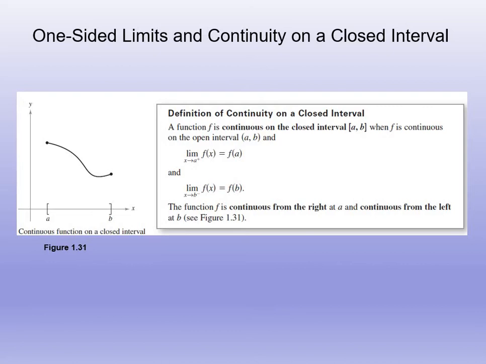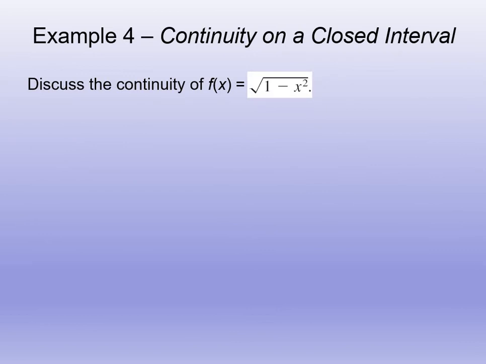So let's recap that. If a function is continuous on the open interval a to b, and the limit as x approaches a from the right exists, and the limit as x approaches b from the left exists, as long as those two endpoint limits exist, then the function is said to be continuous on the closed interval. Okay, so we'll take a look at some examples here. Let's see if we can work through this one.